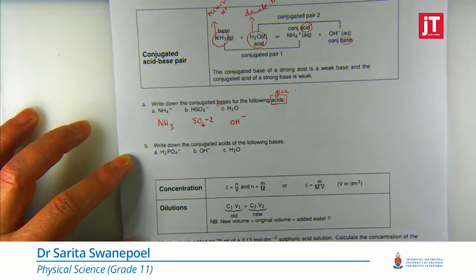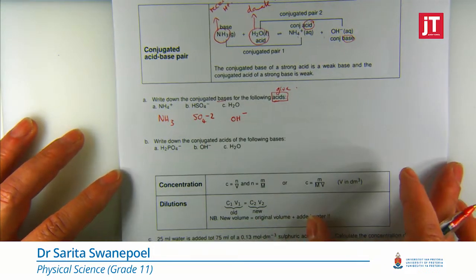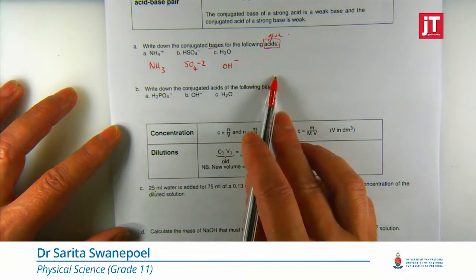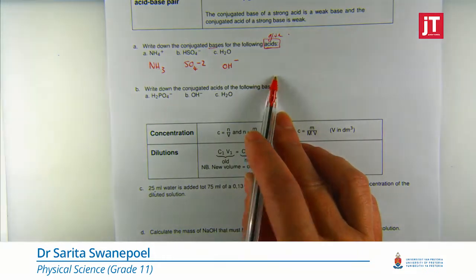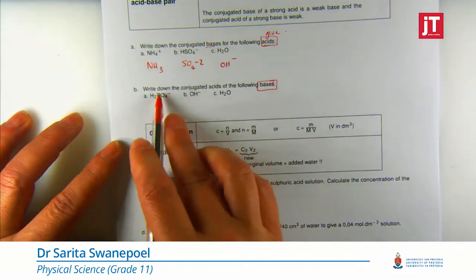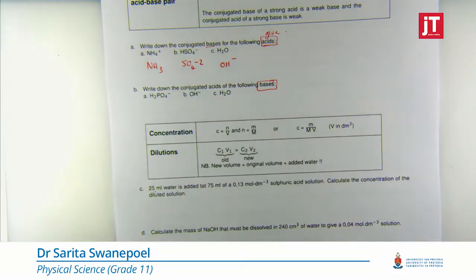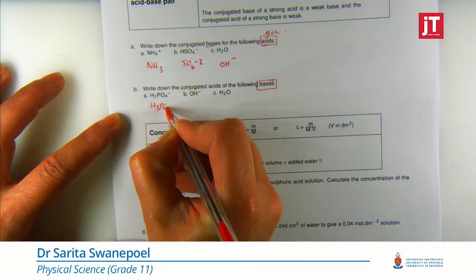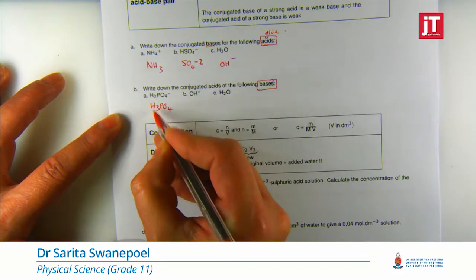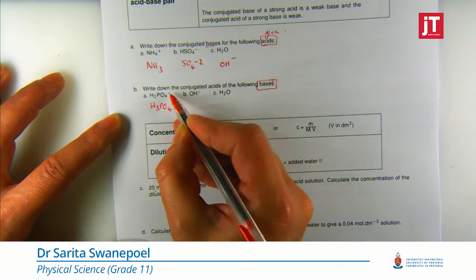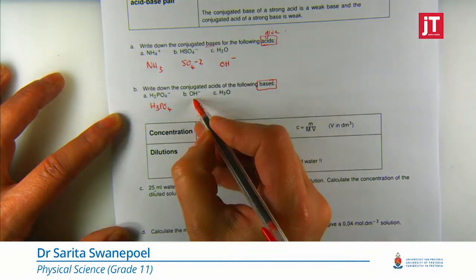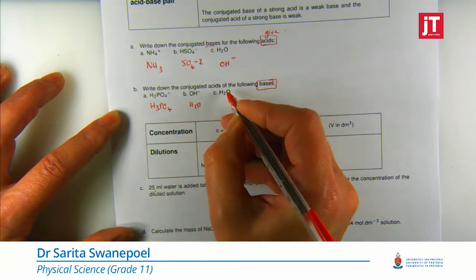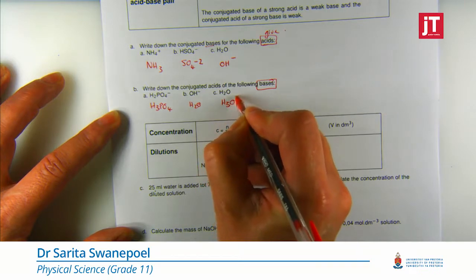The next question is the other way around. Write down the conjugated acid of the following base. What are they giving us? They're giving us bases. So what should the base do? It should accept an H plus. So this one will become H3PO4. It added a hydrogen, and because it's a plus, you will no longer have that minus. How about the next one, OH minus? If I give that an H plus, it will be H2O. And that one? Yes, H3O plus.